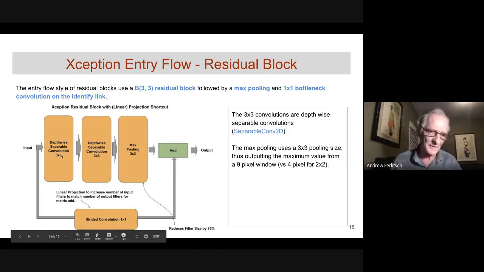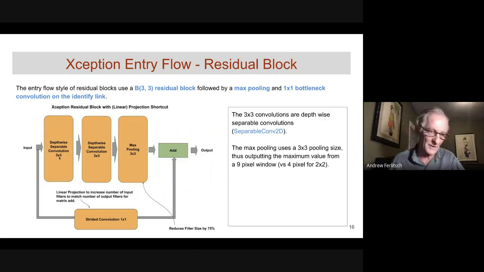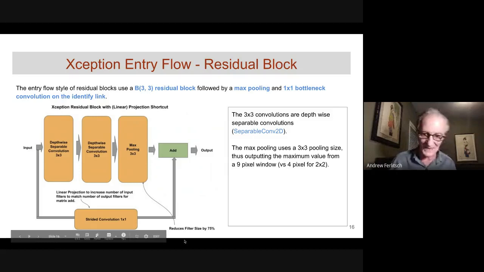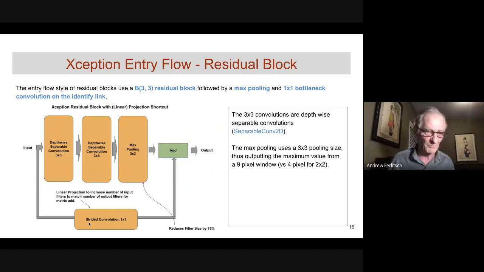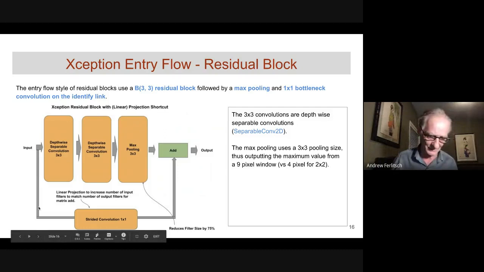So let's start up here. Our 2 3x3 convolutions, the normal convolutions, are replaced with a depthwise separable convolution, which we'll discuss shortly. Okay, and then the output of that is reduced 75% in size by max pooling. Now our input, of course, to match that shape, when we do the add, we're going to do a one-by-one bottleneck convolution to reduce the size of the input feature maps by 75%, so that they match the shape of the output here, and we can do the matrix add.